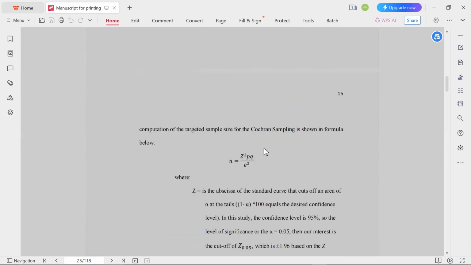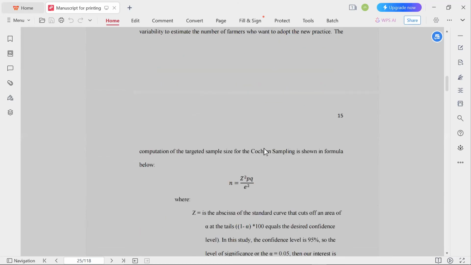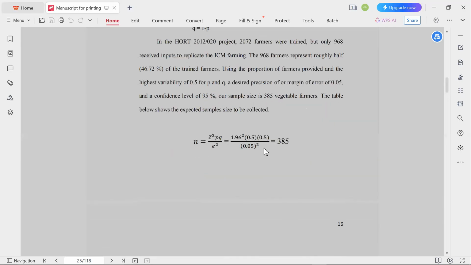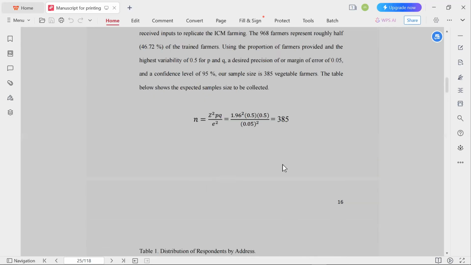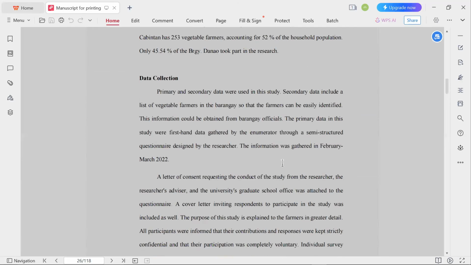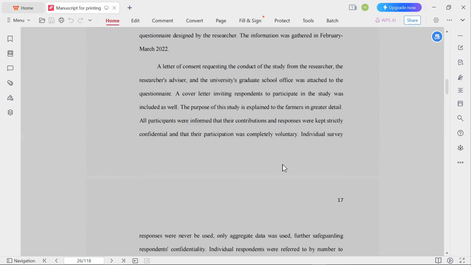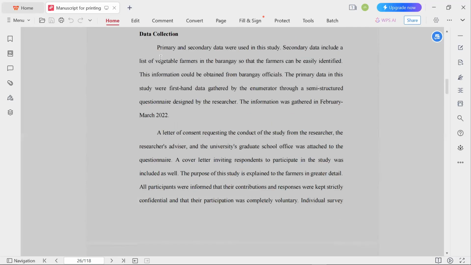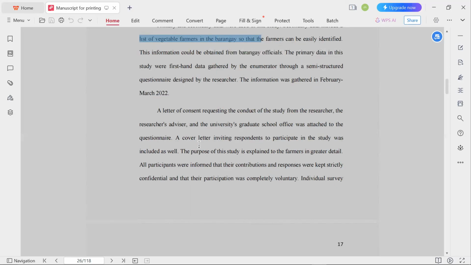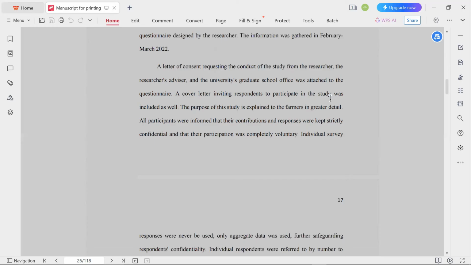So in my case, I use the Cochran sampling, which corresponds to 385 respondents. I have the distribution in this one. And data collection, this is what I have told you. You need to mention the primary and secondary data. The secondary data are the list of vegetable farmers. You can use that one. And primary data are the first-hand data you gathered, and then the letter of consent.